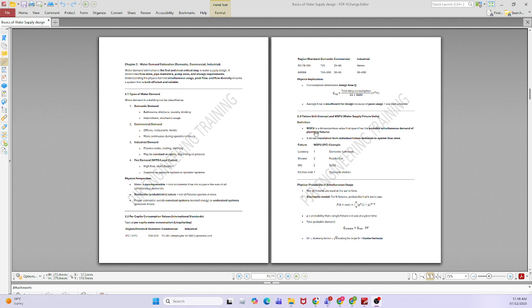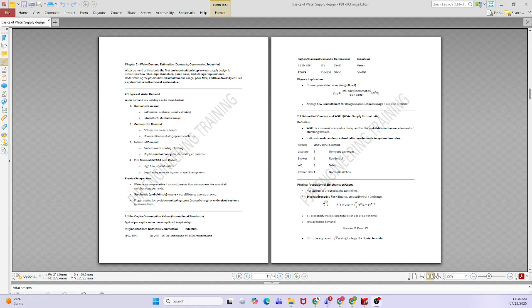But as an actual, to calculate the peak or probability, you will use this type of calculation. We start with the WSFU, right? The WSFU is a dimensionless value that quantifies the probable simultaneous demand of plumbing fixtures. It calculates the probability. It allows translation from individual fixture demands to system flow rates. Each fixture has a different WSFU, which we take from the IPC standard, depending upon your application.